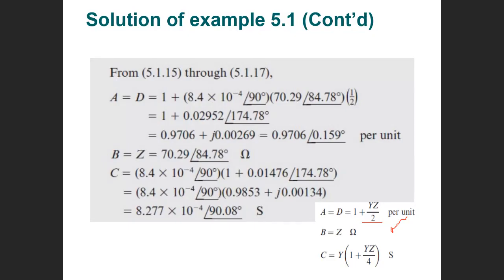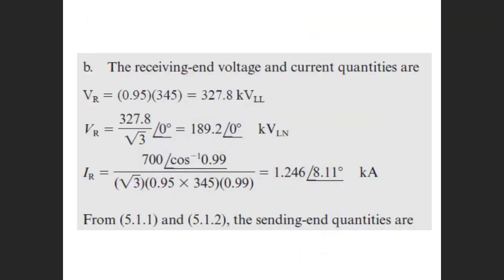Because this is given now, you already know this. So you already know Y and Z. It comes down to calculation. This is where I test you whether you can work with complex numbers or not. That's for the ABCD. And then what we want to find is the receiving end.